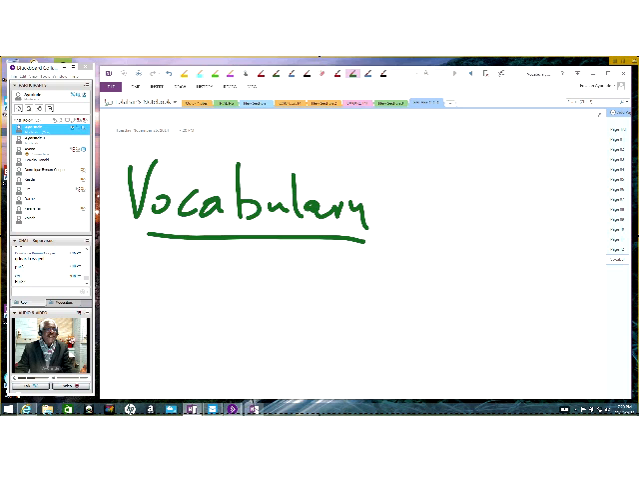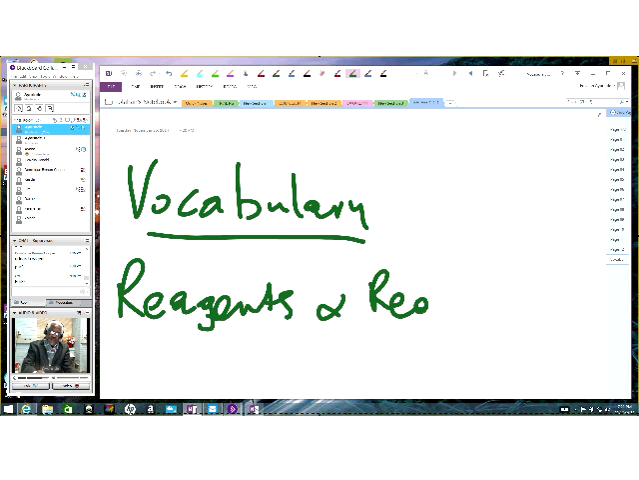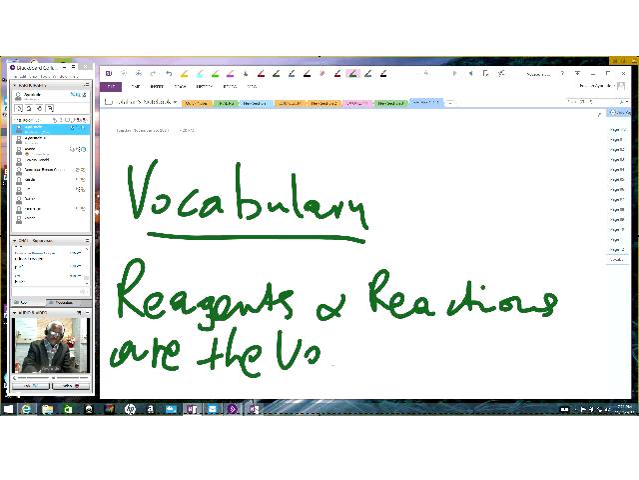In other words, the list of words that you have in your memory, in your brain, determines the level of communication you are able to have with the outside world. If you want to talk to people, you must have a good vocabulary, which is a list of words. Now, consider that the reagents and reactions, the reagents and their reactions are the vocabulary of organic chemistry.